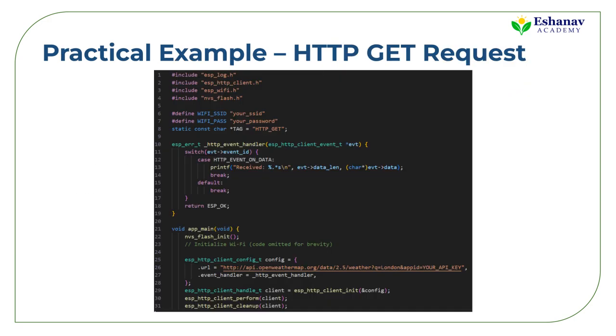To see HTTP in action, we'll use the ESP-IDF framework to fetch data from a public API. The ESP32 connects to Wi-Fi, constructs a GET request, and prints the server's response to the serial monitor. The _http_event_handler manages incoming data in chunks, avoiding memory overflow on constrained devices.